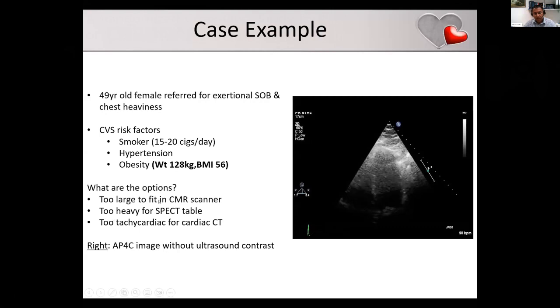Many of these patients will not be able to have cardiac MRI. They may not be able to have nuclear perfusion. They're often very tachycardic and not good candidates for cardiac CT. And at this size, the dose of radiation you would need for a meaningful cardiac CT can be really quite challenging. So for some of these patients, stress echo is possibly the only test they can have.